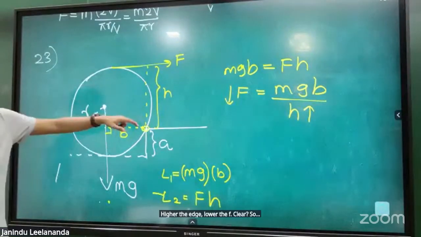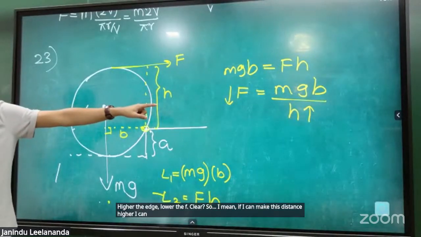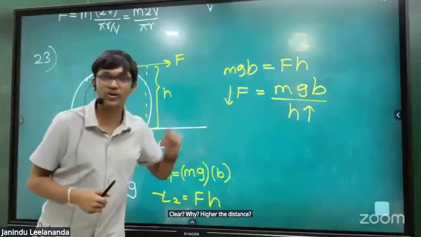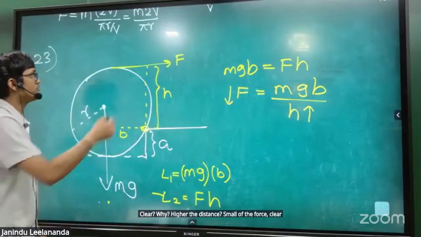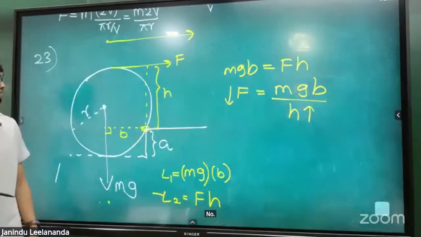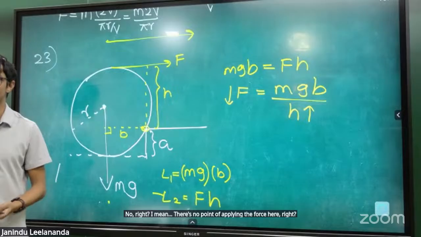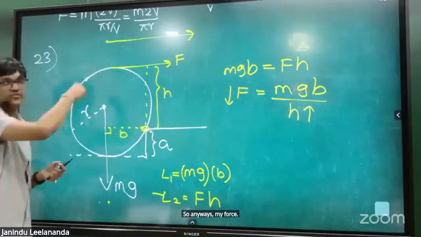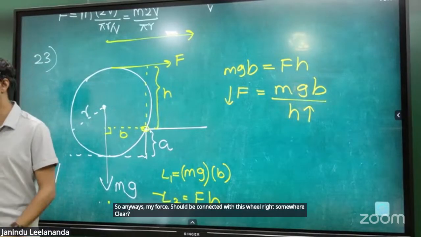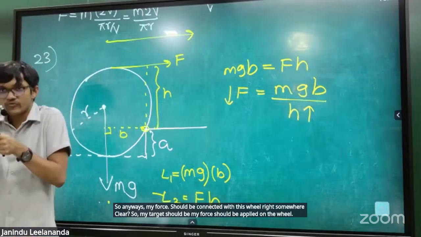If I can make this distance higher, I can use a small force. Higher the distance, smaller the force. But can I apply the force here to make h higher? No, there's no point in applying the force here. My force should be applied on the wheel, but from a maximum distance.